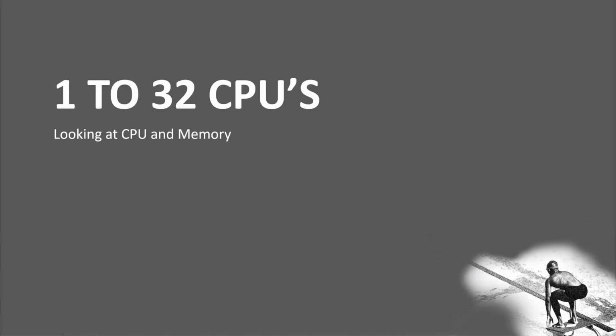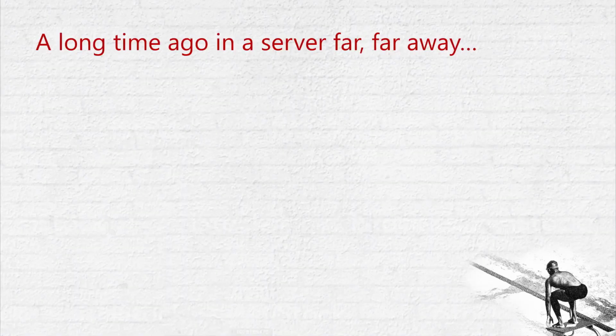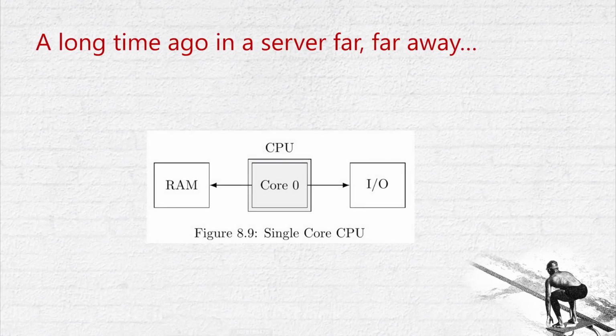Good. So let's look at practical scenarios. A long time ago, in a server far, far away, we had one core, one CPU, some memory, and some I/O. We're talking 1980s. This is the design in the 1980s, and it was simple and easy to understand.